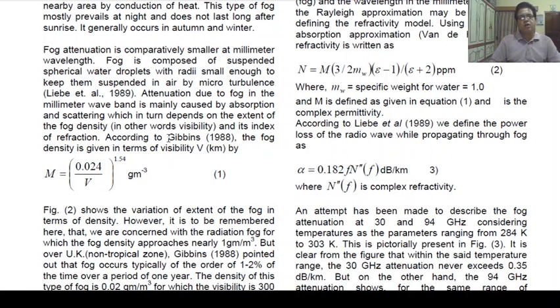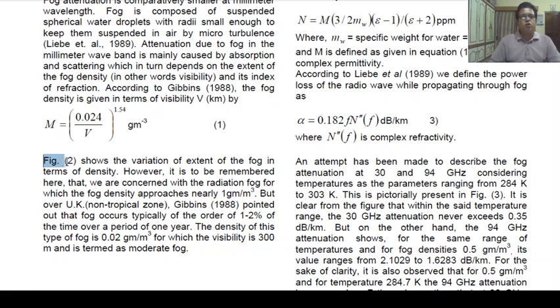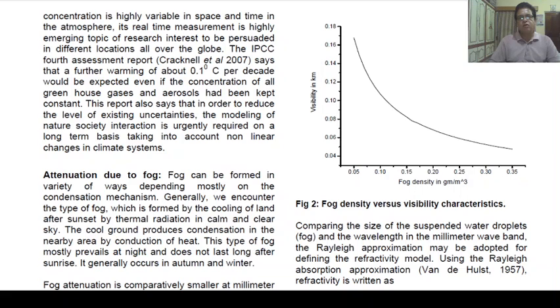According to Gibbons, the fog density is given in terms of visibility V in kilometer by M equal to 0.024 upon V to the power 1.54 gram per meter cube. Figure 2 is between fog density in gram per meter cube versus visibility in kilometer.